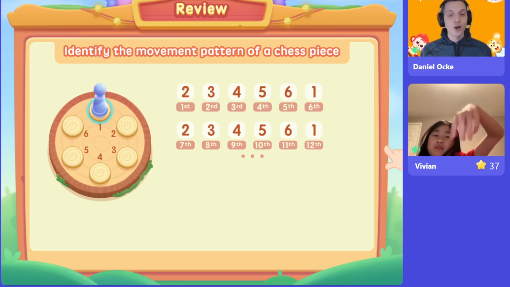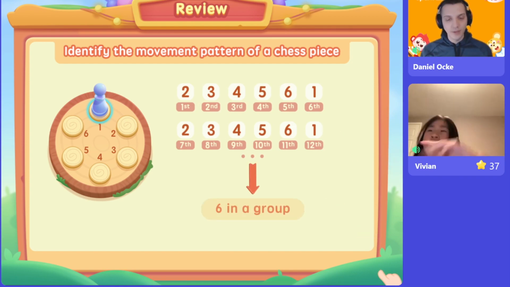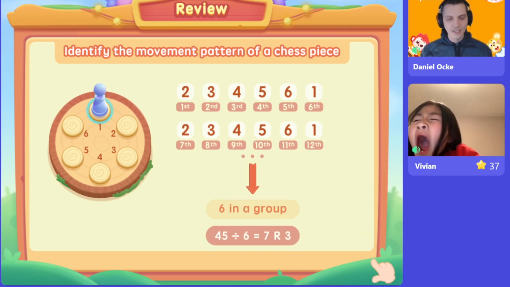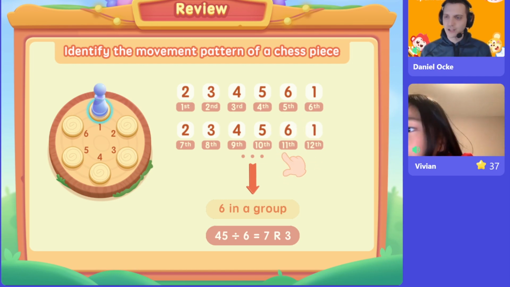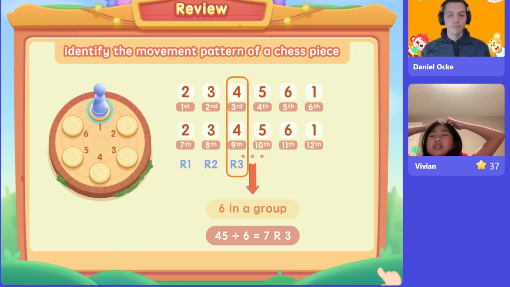Okay, so in our question here, remember we had that repeated group. There were 6 terms in a group. So remember, the number of terms or objects in our repeated group is what we divide by. So we got the remainder of 3. Once we got that remainder of 3, that means we were on the 3rd number in the pattern, which was going to be the number 4.